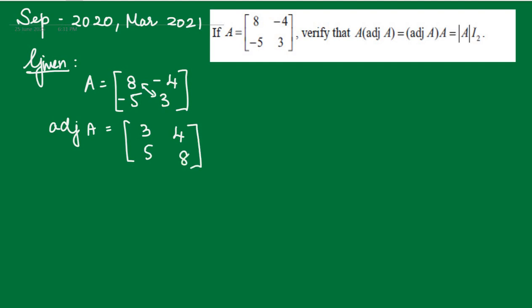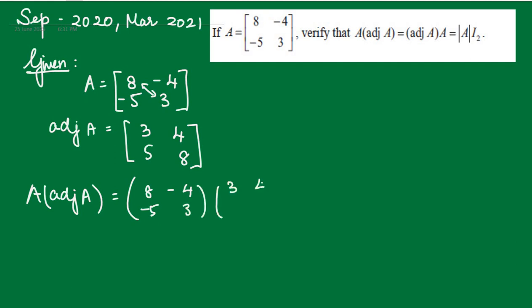We have found what is adj A. Now find the product of A into adj A, which is equal to 8 minus 4, minus 5 3 into 3 4, 5 8. Taking the product, first row first column elements, we get 8 into 3 is 24 minus 4 into 5 is 20. Now first row second column elements, 8 into 4 is 32 minus 32, 4 into 8 is 32.